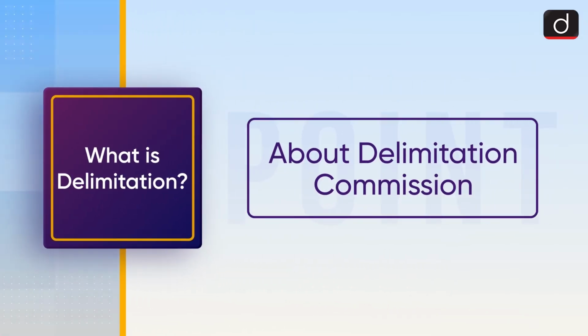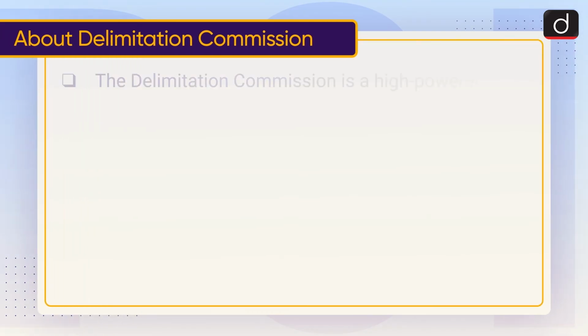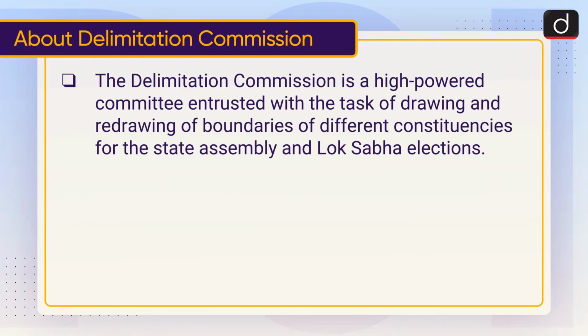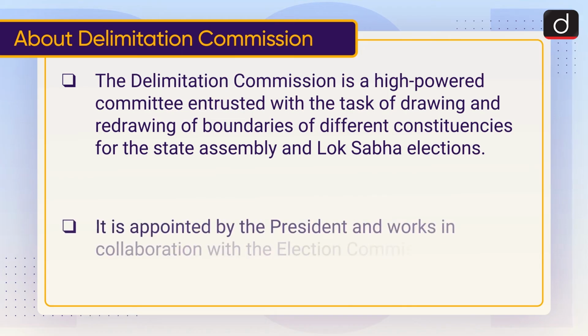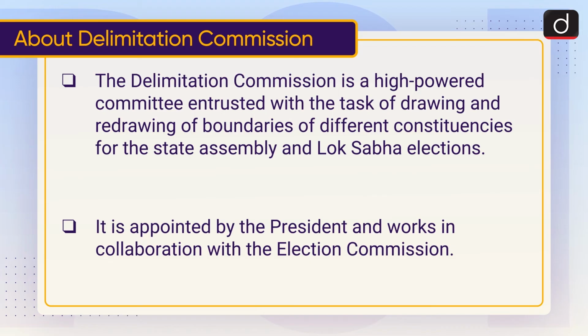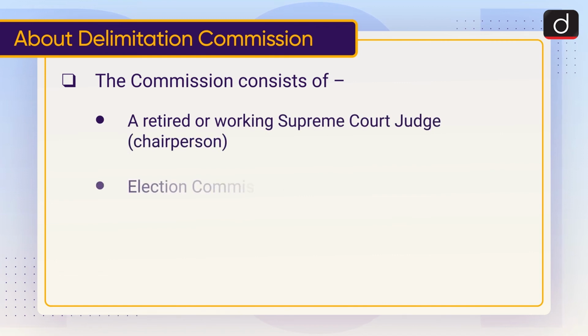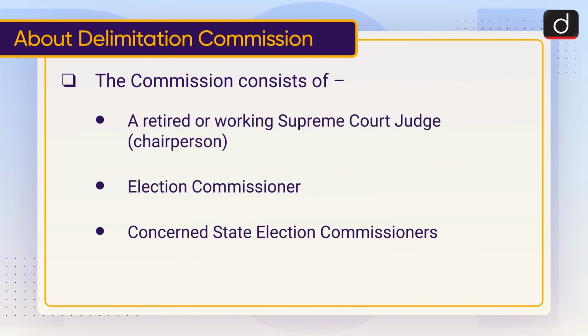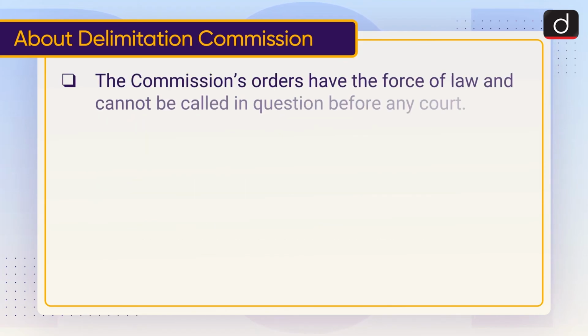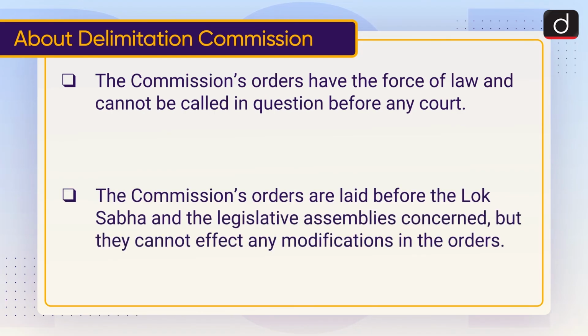Now let's discuss the Delimitation Commission. The Delimitation Commission is a high-powered committee entrusted with the task of drawing and redrawing of boundaries of different constituencies for the State Assembly and Lok Sabha elections. It is appointed by the President and works in collaboration with the Election Commission. The Commission consists of a retired or working Supreme Court judge as chairperson, the Chief Election Commissioner, and concerned state election commissioners. The Commission's orders have the force of law and cannot be called in question before any court. The orders are laid before the Lok Sabha and the legislative assemblies concerned, but they cannot effect any modifications in the orders.